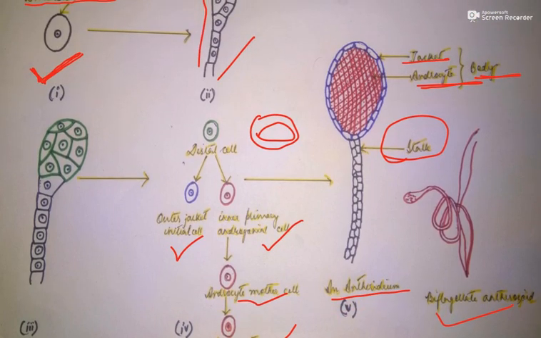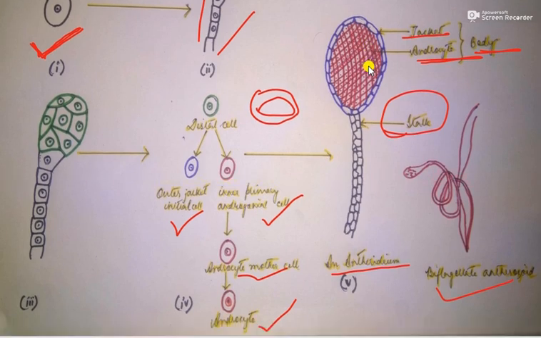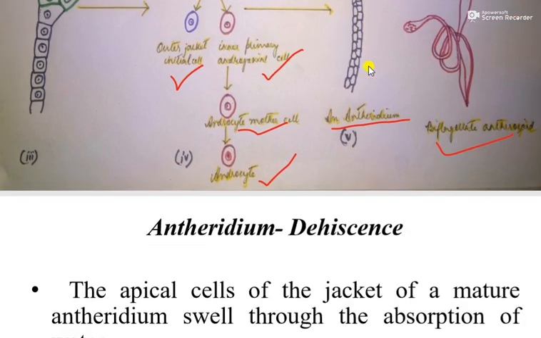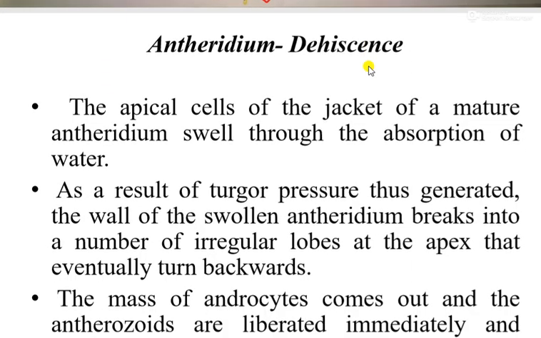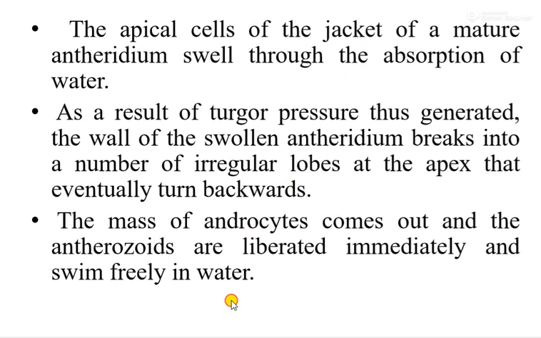What happens is that the apical portion of the matured antheridium will absorb water and swell up. Therefore an inner turgor pressure will develop, and because of the pressure the jacket wall breaks out. As the jacket wall breaks out, the androcyte mass will come out and the antherozoids, or the sperms, will freely swim in water. That was about the dehiscence of antheridium in sphagnum. The same thing is written here.